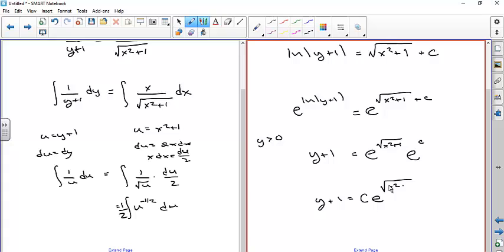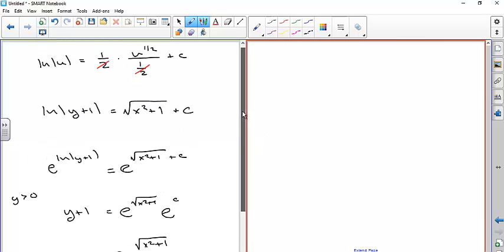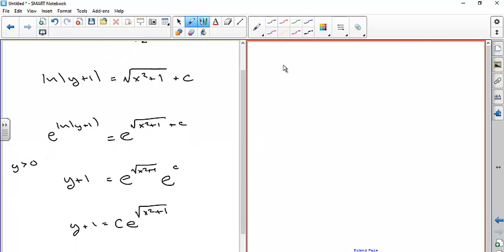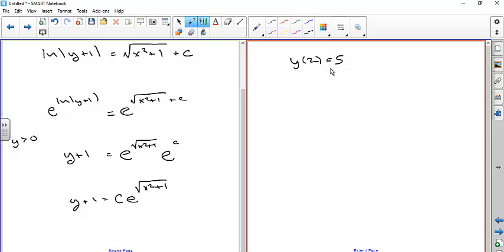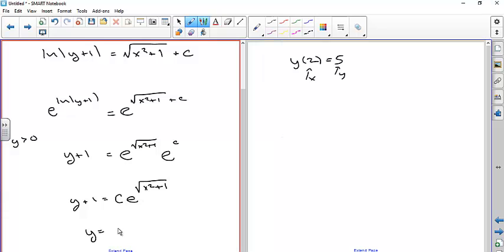So that's the general solution. And then we can use our initial condition, which said y of 2 equals 5. So this is the y value, and this is the x value. I guess one thing we could also do is solve here. y equals c e to the square root of x squared plus 1 minus 1.